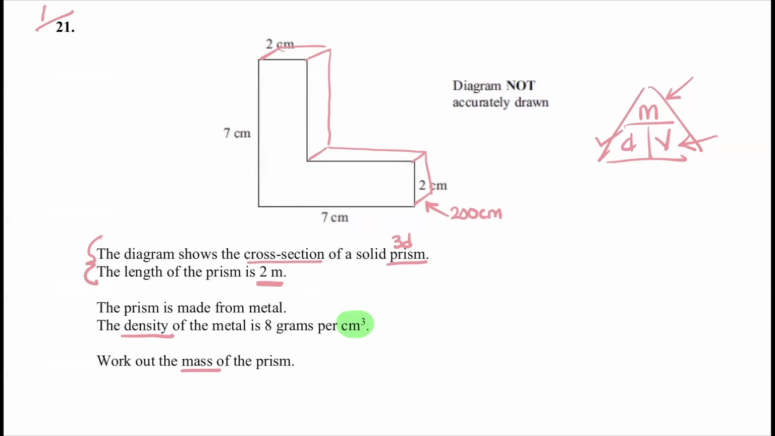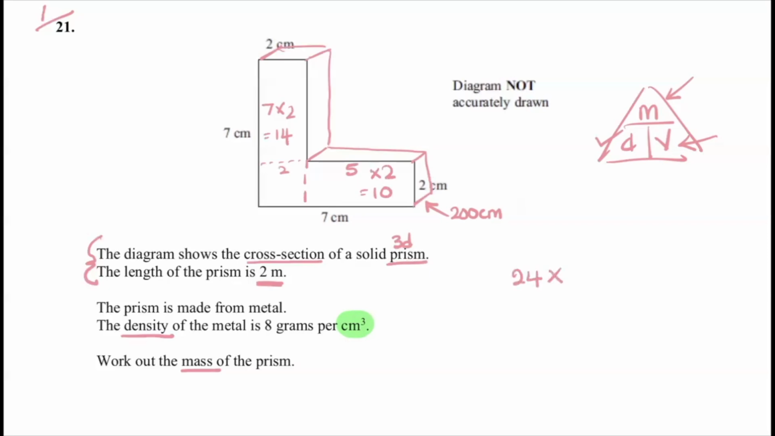So we're going to split this cross section, and we're going to work out the area of the cross section. So we've got this section here, which is 7 by 2. And then we've got this section, which if this bit here is 2, then that's going to be 5. So it's going to be 5 times 2, which is 10. So my cross section is 24.